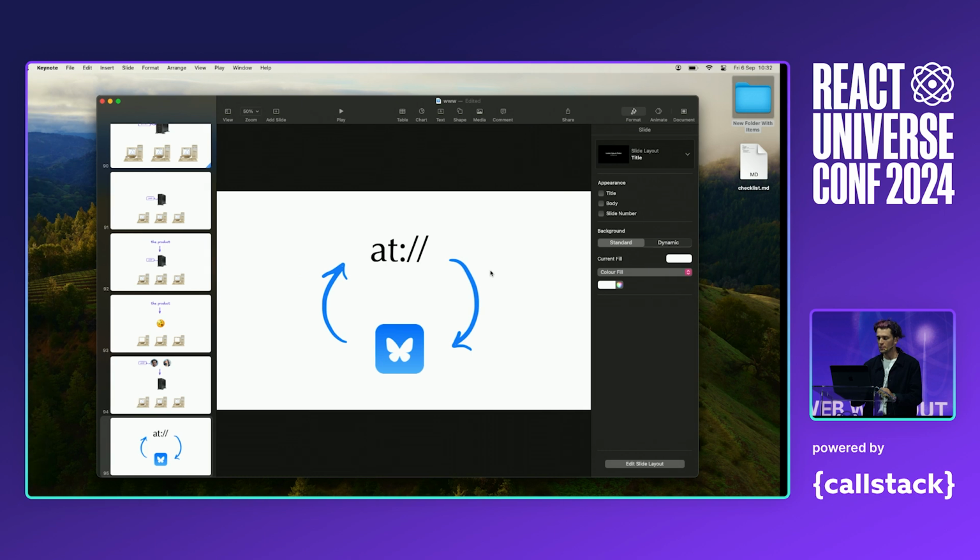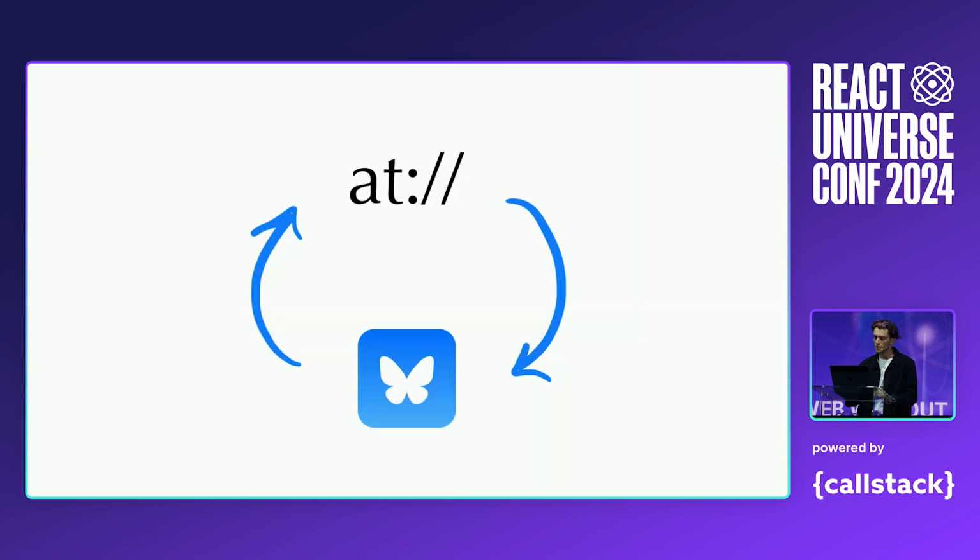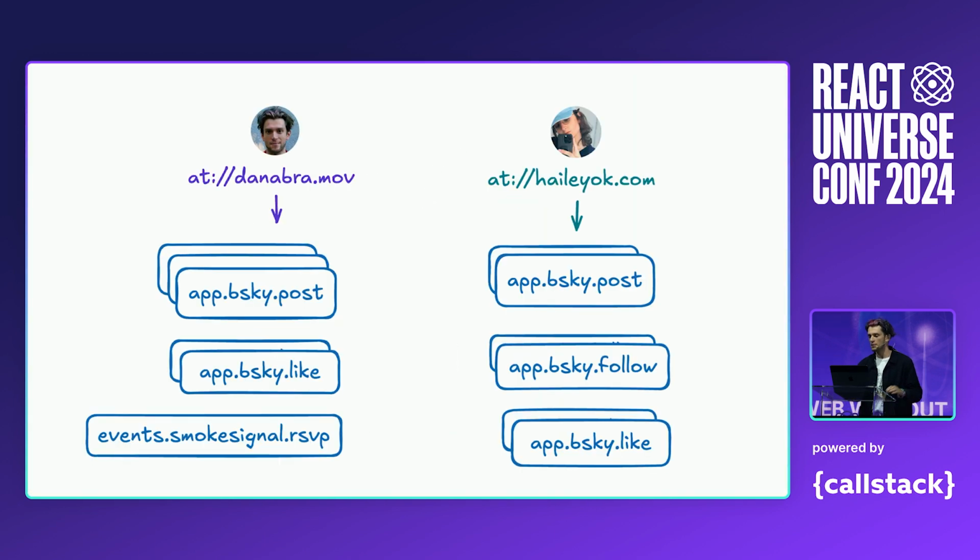So let's do a little overview of what we've seen so far. We have these repositories. You can change the domain name handle. You can change the actual place where they're hosted. And they hold collections of JSON. And the JSON is application specific.